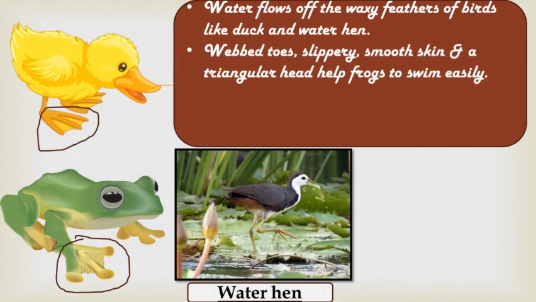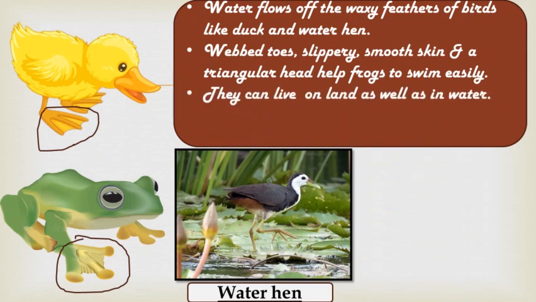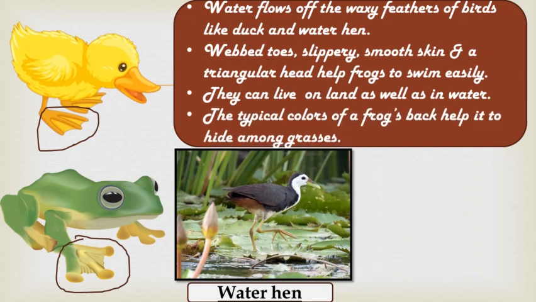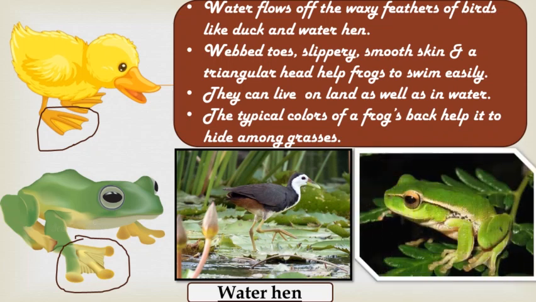And webbed toes, slippery smooth skin, and a triangular head help frogs to swim easily through the water, and they can live on land as well as in water. That's why they are called amphibians. Due to their ability to breathe through the skin in water and using the nose and lungs on land, the typical colors of a frog's back help it to hide among the grasses. So if the frogs hide in the grasses, we cannot see them properly.